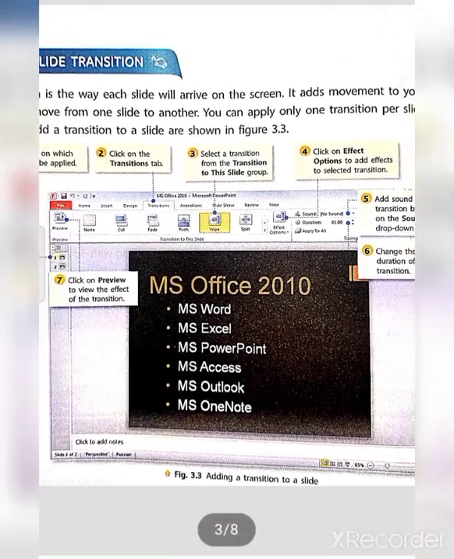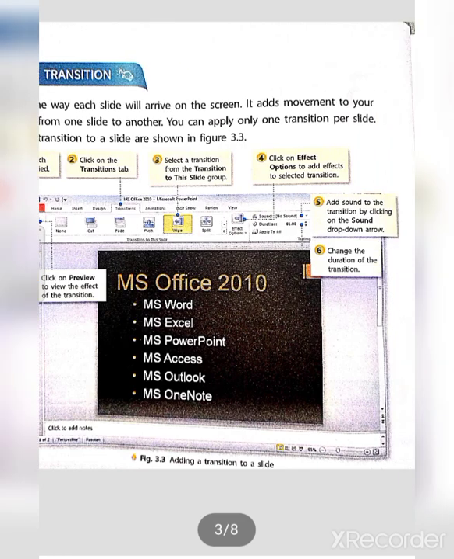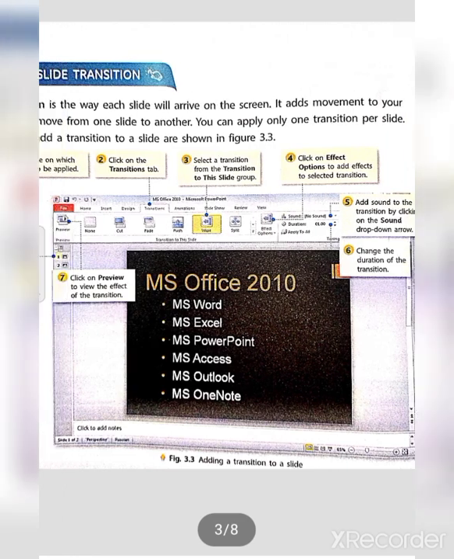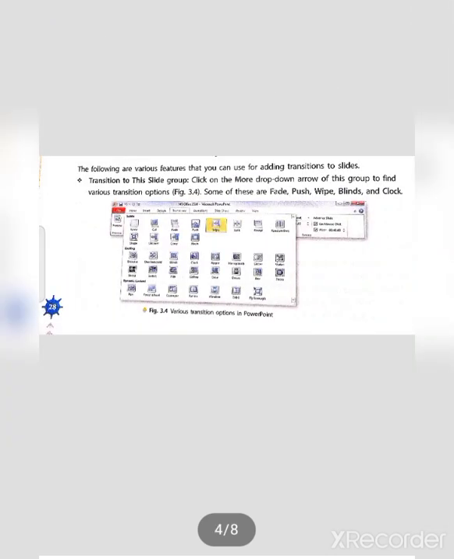Firstly, open MS PowerPoint. When you open MS PowerPoint, click on the Transitions tab. In the Transitions tab you can see many options available, like transitions to the slides. Here click on any effect option. There is a Sound option. You can change the duration. After all the things are done, click on the Preview button. Here the steps are given.